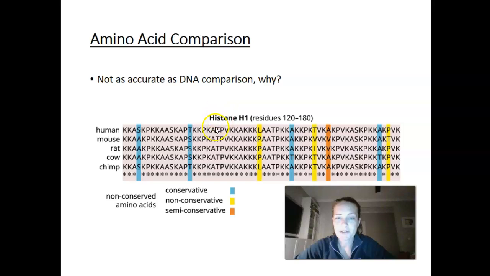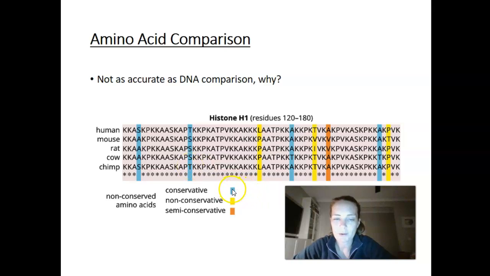But amino acid comparisons can be done. So there's an example here of a human compared to a mouse, rat, cow, and chimp. And the differences have been highlighted for us so we can see which are the closer related species. And you can sort of see that the human and the chimp have got more amino acids in common than the rest of the group. So humans' closest relative within this group would be the chimp.